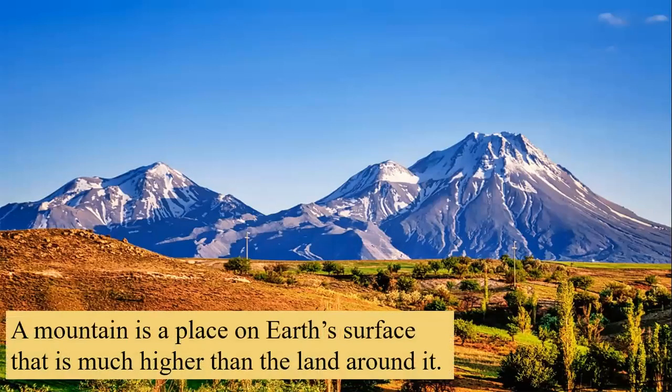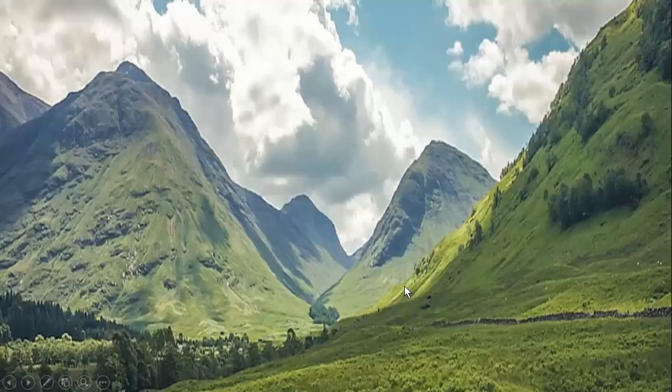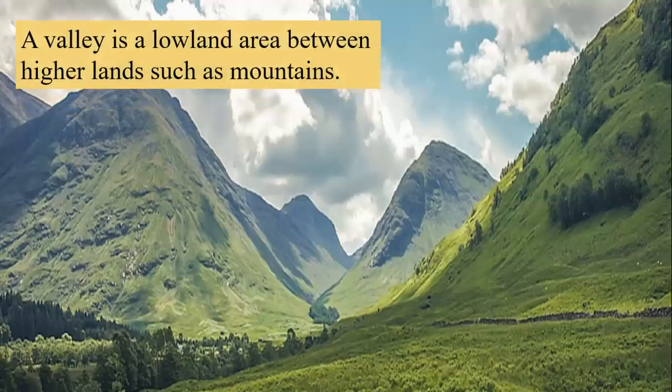So the first one is mountain. A mountain is a place on Earth's surface that is much higher than the land around it. So you can see that this is a mountain and this is much higher than the land that is around it. So the second is valley. A valley is a lowland area between higher lands such as mountains. So you can see that this is a lowland area that is surrounded by higher lands such as mountains.